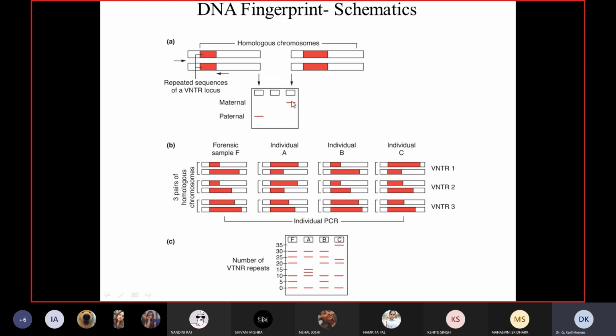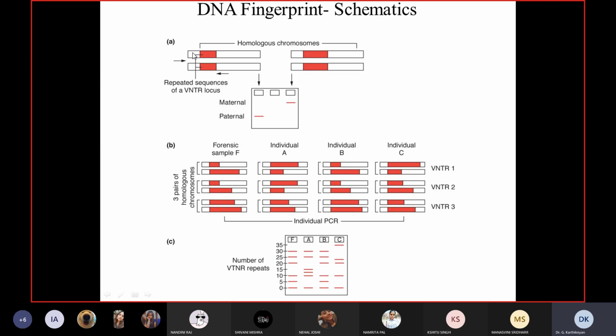So the maternal chromosome shows you a banding pattern like this, and the paternal chromosome shows you a banding pattern like this when you run an agarose gel, because the maternal one has a large number of repeats relative to the paternal chromosome. This is going to migrate slowly in the agarose gel compared to the paternal one. So the paternal one moves faster and the maternal one is slower. Now this is an ideal situation.